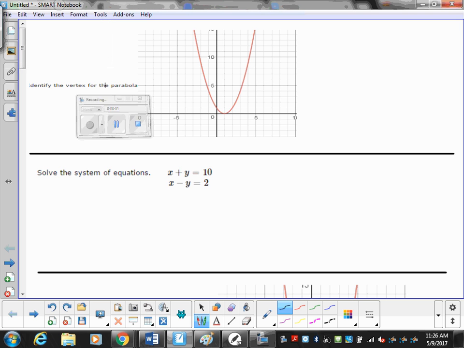Okay, so for the review, these problems may not be in the same order yours are on the review sheet, but they're all there. So the first one I've got up here says identify the vertex for the parabola.